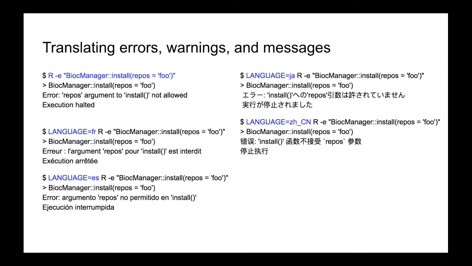So this is actually what you can do with a branch of BiocManager right now. You can start it and type a command and get an English language error message: repo argument to install not allowed, and then execution halted. But you can change your language environment to French, execute the same command, and then get the error message in French, both from BiocManager, but also "execution arrêtée", which is from base R, a base R translation. You can also get the message in Spanish and in Japanese and in Chinese.